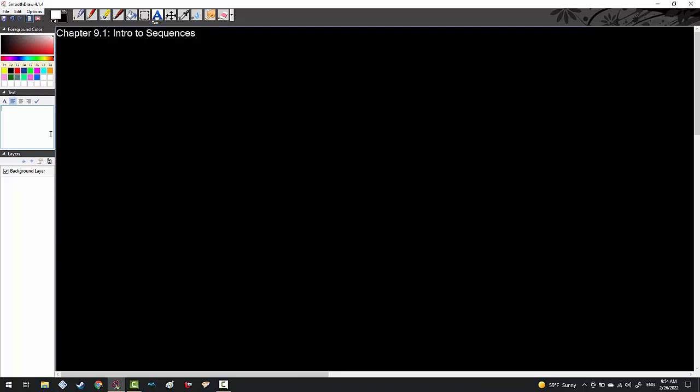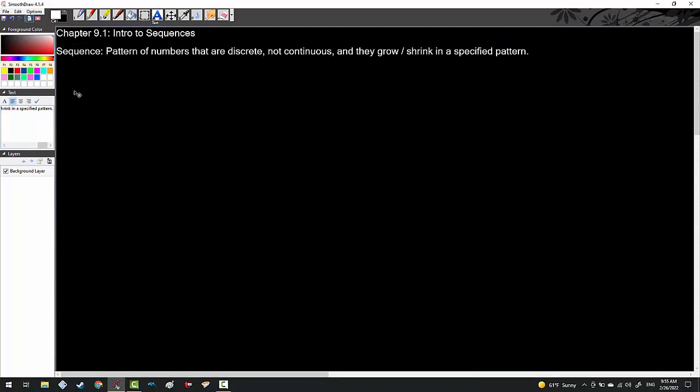So a sequence is defined as a pattern of numbers that are discrete, not continuous, right? So they're not like functions, and they grow or shrink in a specified pattern. I know that's off screen, but I'll move that right there. So here we go. They grow and shrink in a specified pattern. And of course, the basic idea here is that they are discrete values, they're not continuous values.